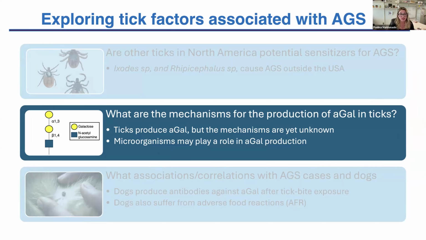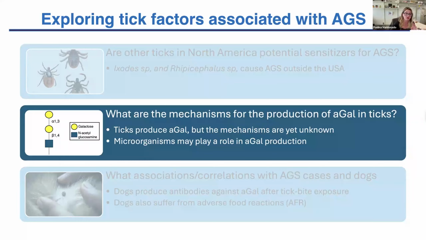Now, we believe initially it could be some genetic factor, but the other hypothesis is that potentially microorganisms may play a role in this alpha-gal production. Now, in the ticks, the galactosyltransferase gene responsible for the glycosylation of alpha-1,3 galactose is not known to be found yet.